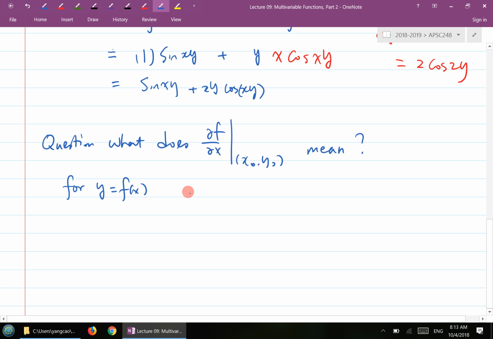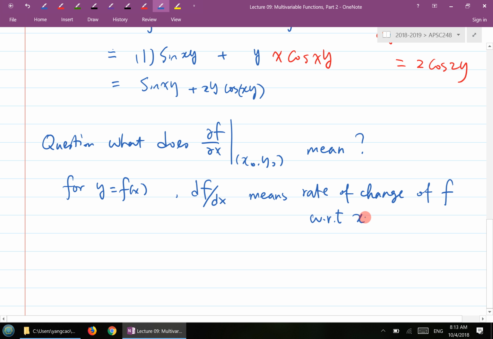So this is a function of a single variable, and we all understand that if I take the derivative df over dx, this basically means it's a rate of change. It's the rate of change of this function f with respect to x. That's the basic meaning for a function of a single variable, right?